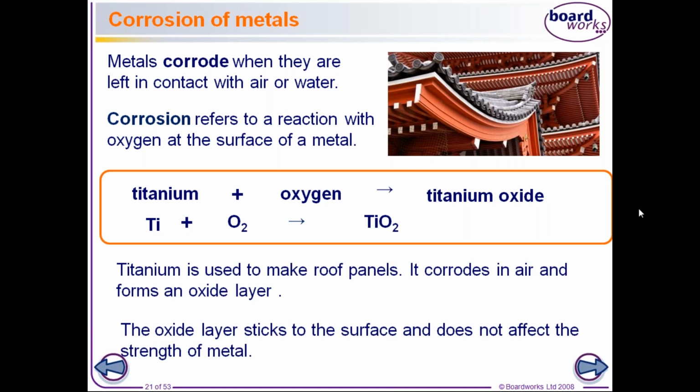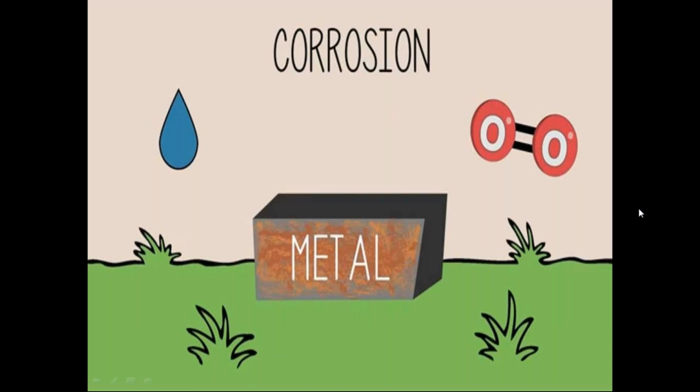Titanium is used in making roof panels, and titanium naturally corrodes when it's left in air, forming an oxide layer. But that oxide layer on the surface acts like a barrier and doesn't allow the metal to corrode further, which makes this metal corrosion resistant. So corrosion, once again, what is corrosion? It's when a metal is in contact with water and oxygen.